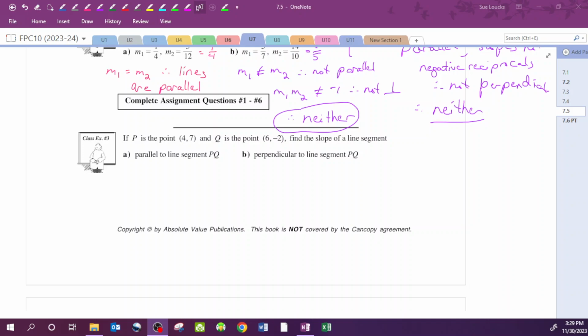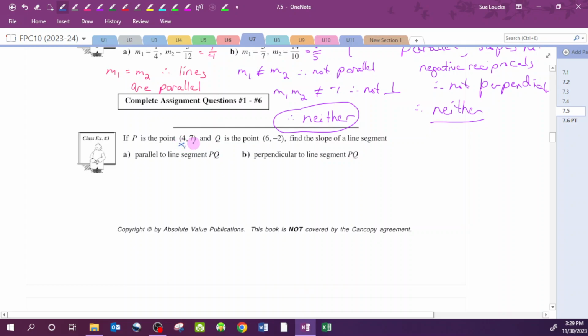Okay, we're here for part 2 of this lesson, or part B of this lesson. So we've got the points P is (4, 7) and Q is (6, -2), and we're going to find the slope of a segment parallel to PQ and perpendicular. So the first thing we have to do is figure out the slope of both of them.